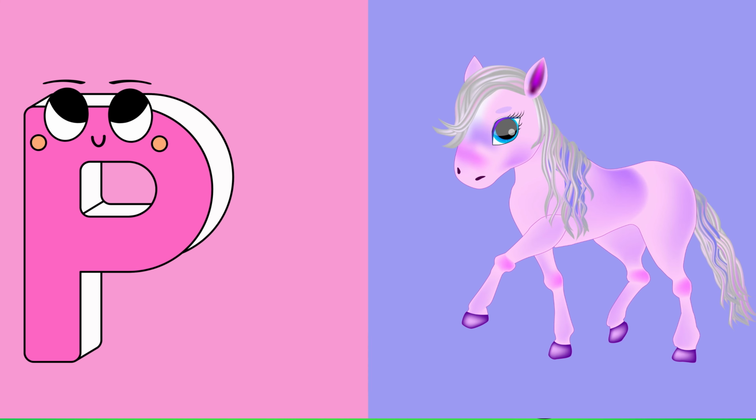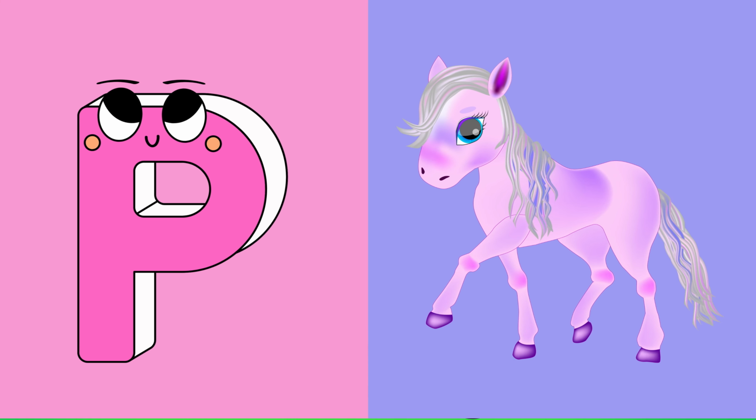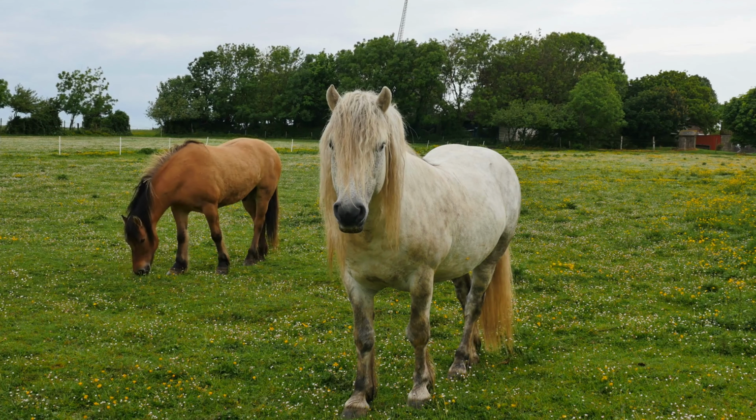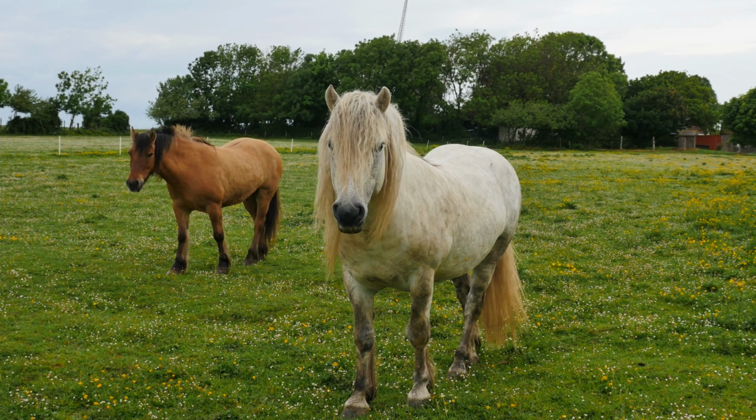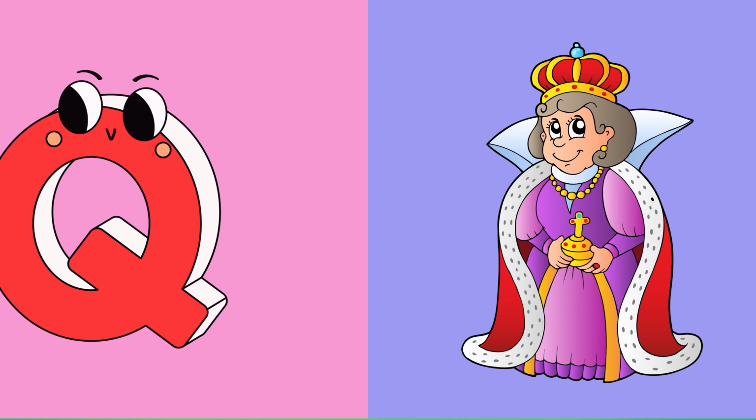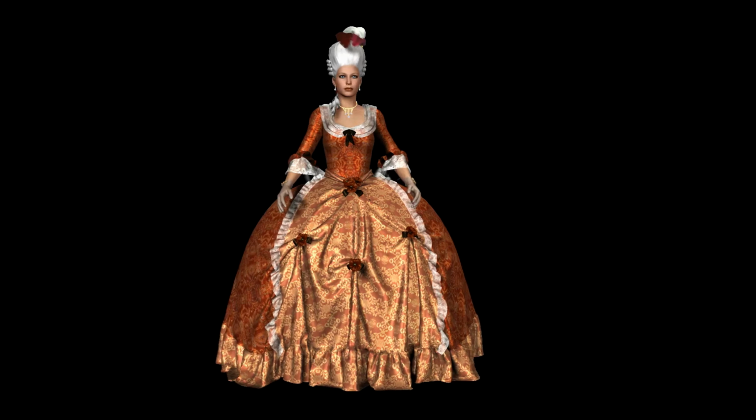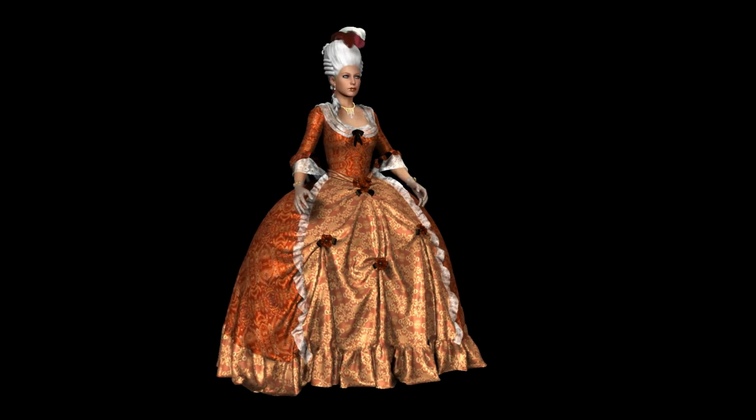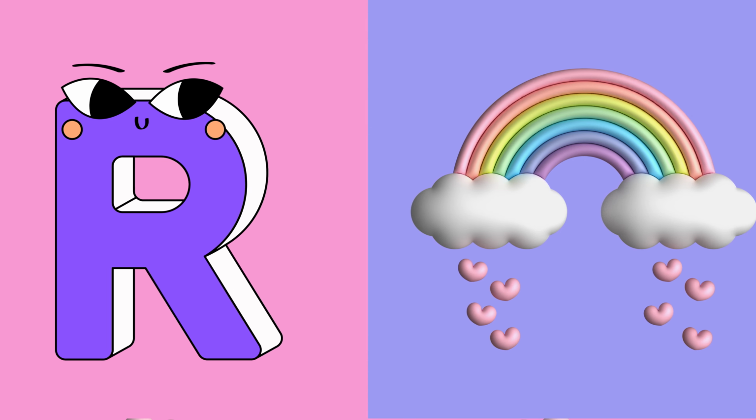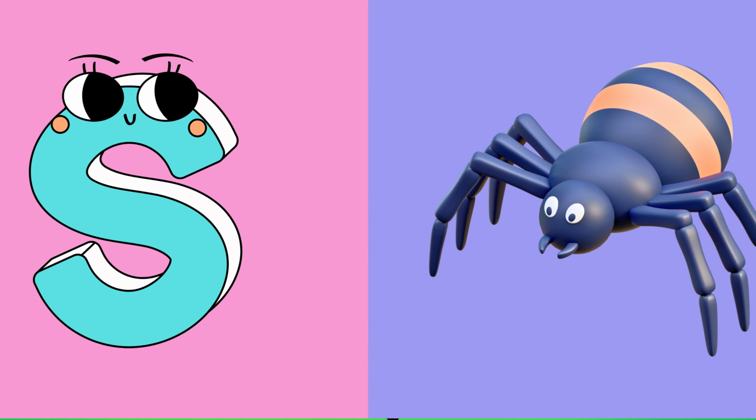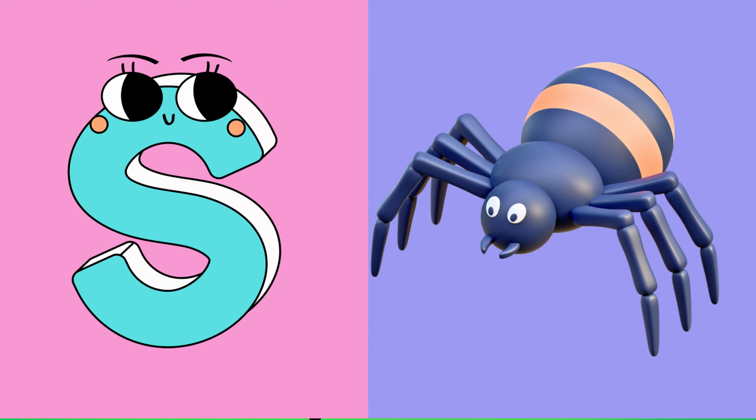P is for pony. P, p, p, pony. Q is for queen. Q, q, q, queen. R is for rainbow. R, r, r, rainbow. S is for spider. S, s, s, spider.